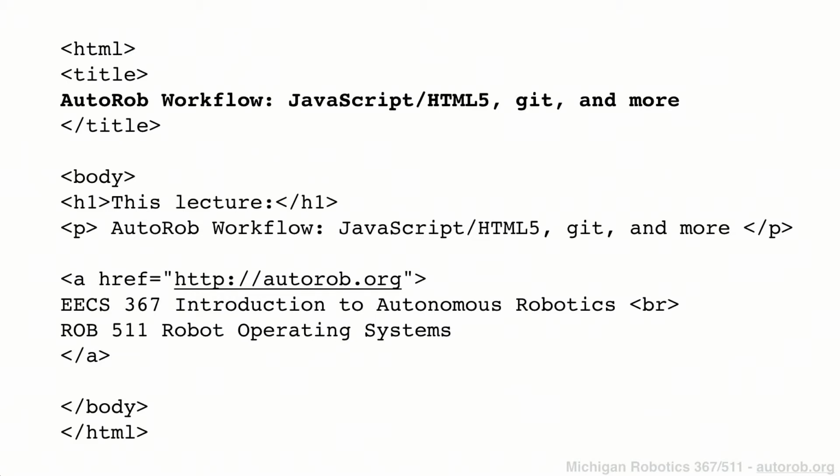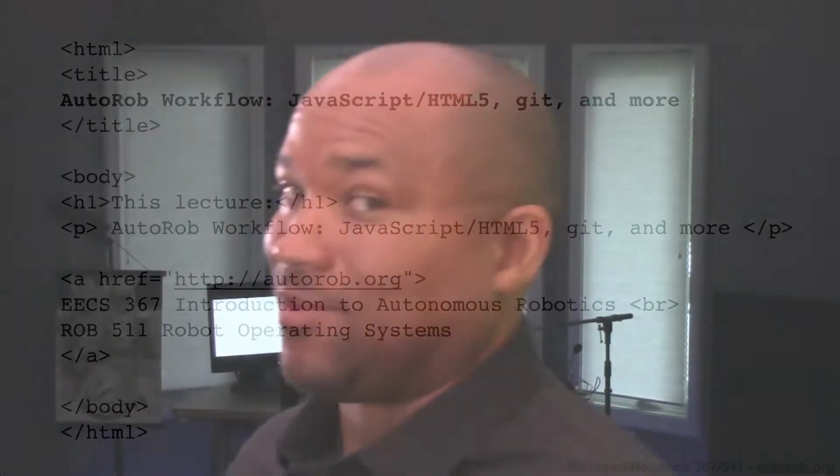This is for University of Michigan class 367, Introduction to Autonomous Robotics, as well as our graduate section, Robotics 511, Robot Operating Systems. I am the person giving the lecture in this case. So I am Chad Jenkins.